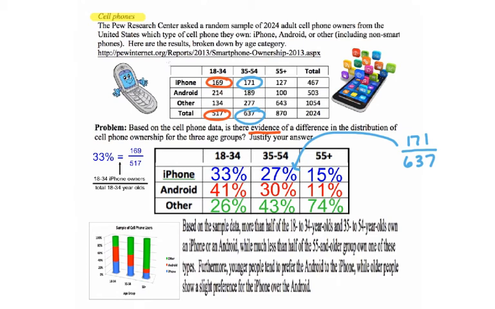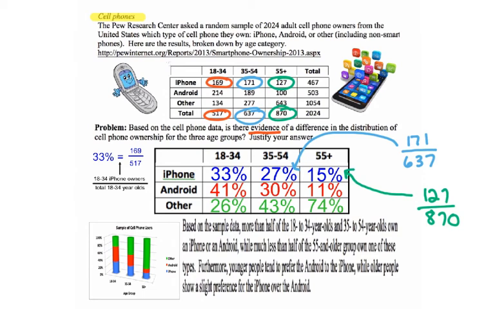And then finally, I could look at 55 and older. There's 127 of them out of 870 who responded to the survey. So 15% of those 55 and older, again, this was back in 2013, were using iPhones.